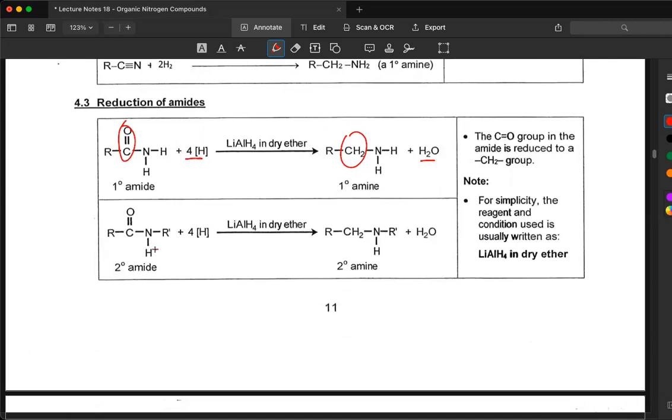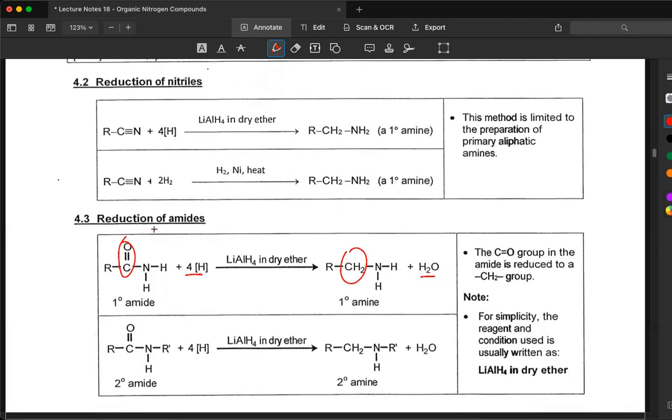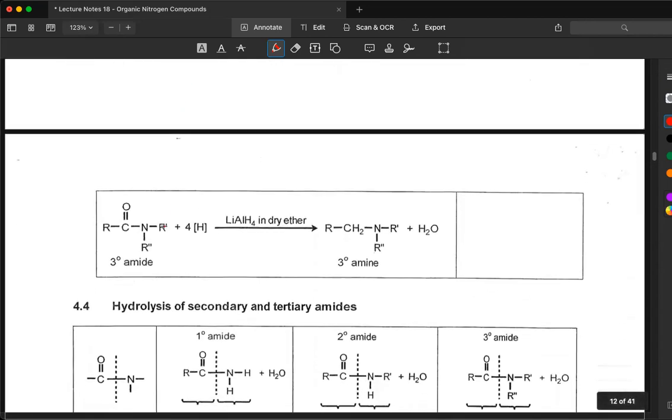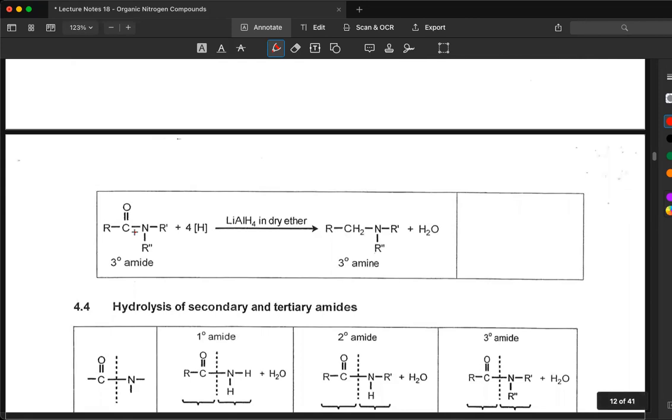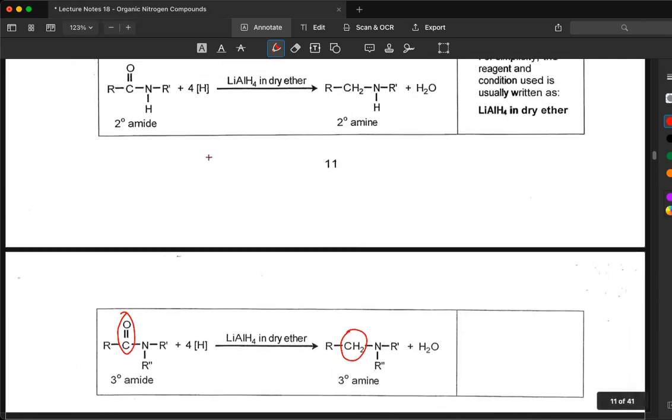It can also be done on secondary amide as well. Doesn't matter because the amine part is not affected in this case. Tertiary amide also can, since this part is not affected. It's only this part that is reduced.